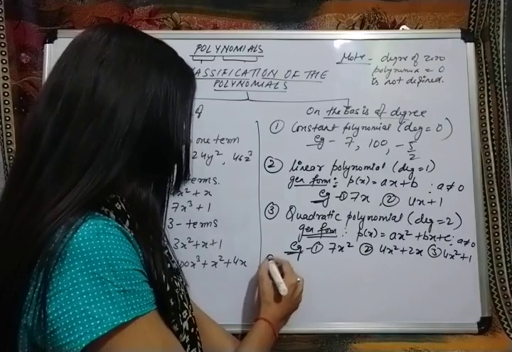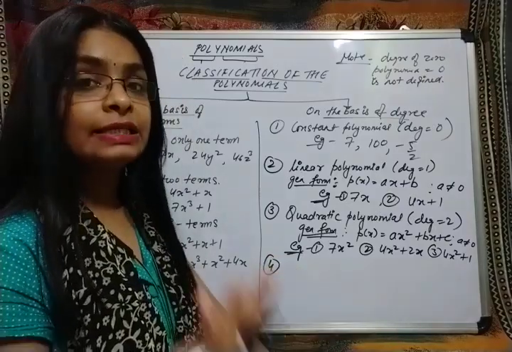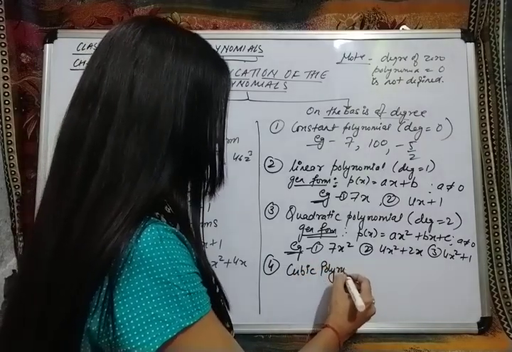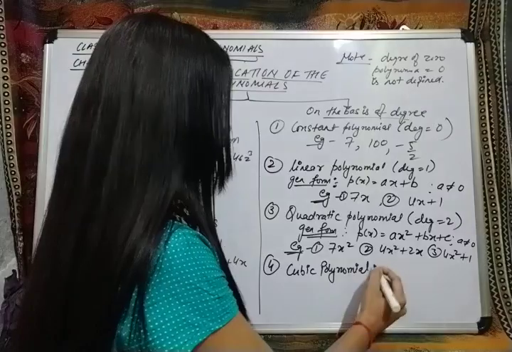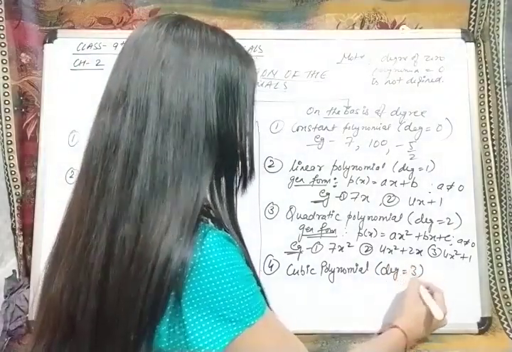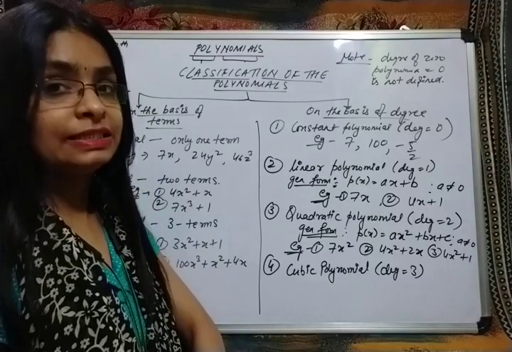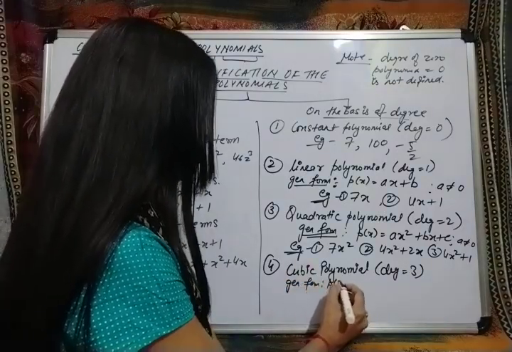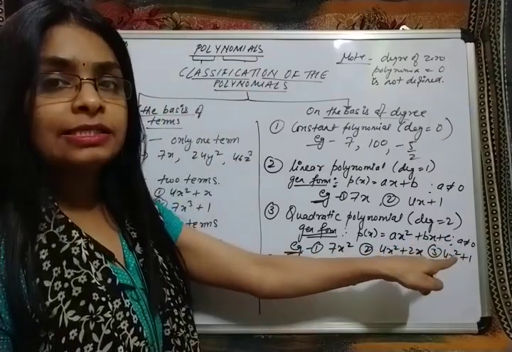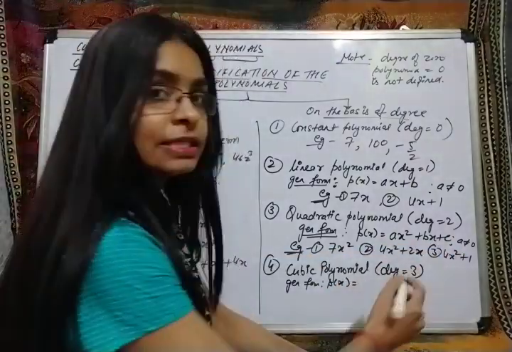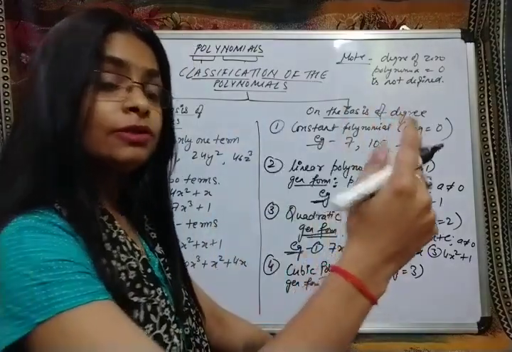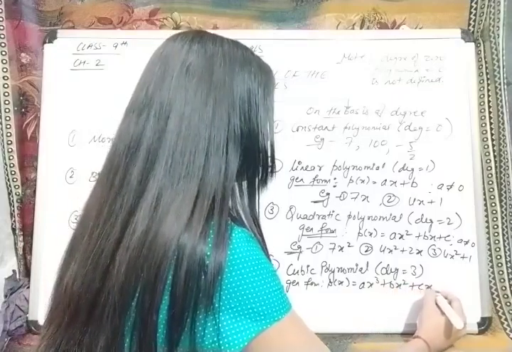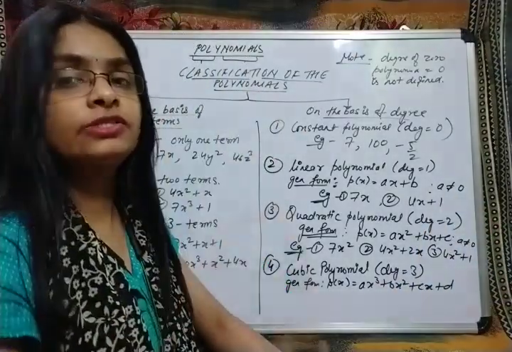Now the fourth one. After degree 2, what will be? Degree 3, and that is known as the cubic polynomial. What is that? Cubic polynomial. And its degree will be what? 3. Cubic polynomial means degree 3. And what will be its general form? Just go through that. Px. Now see, we are writing in the decreasing order of the variable. So first degree is 3, the first term will be a and x to the power 3, that is ax cube, then bx square plus cx plus d will go till constant d.